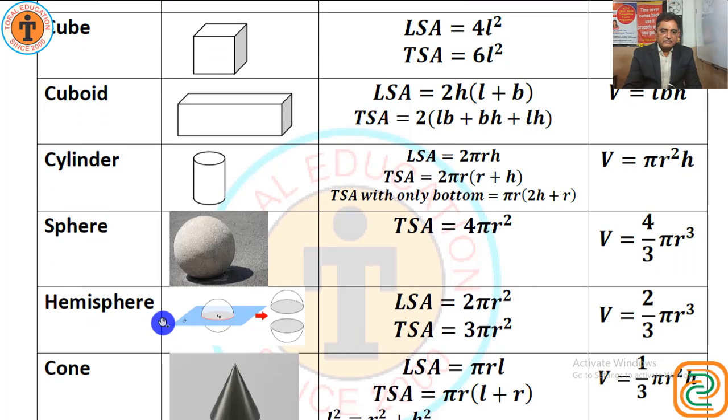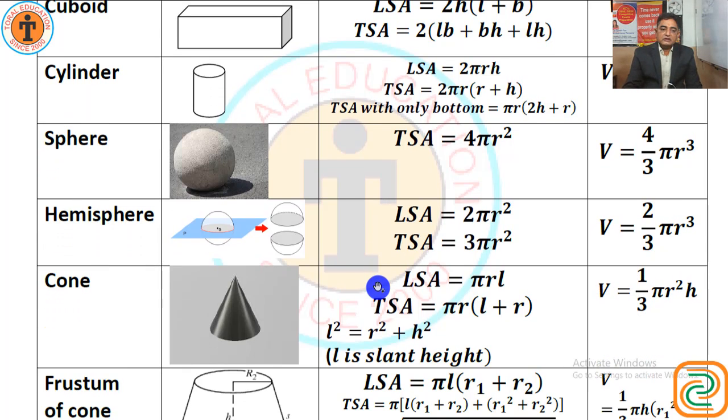If it is a hemisphere, that means half the sphere. If we cut it down, then LSA, lateral surface area, the half of the sphere, that is 2 pi R square. And TSA means including the surface of the cut, that means the circle, so 2 pi R square plus pi R square, that is 3 pi R square. And volume of hemisphere is 2 by 3 pi R cube, because the sphere is 4 by 3 pi R cube. The volume of hemisphere is half the volume of sphere.